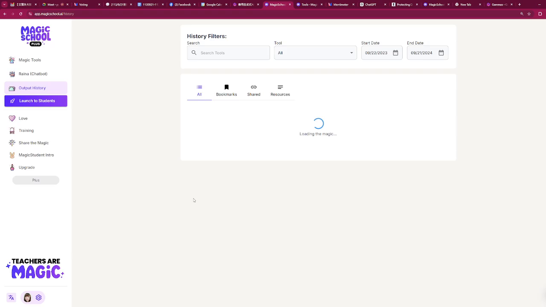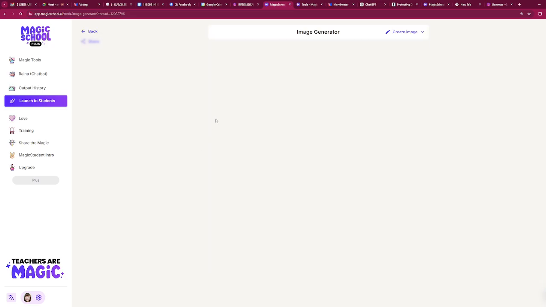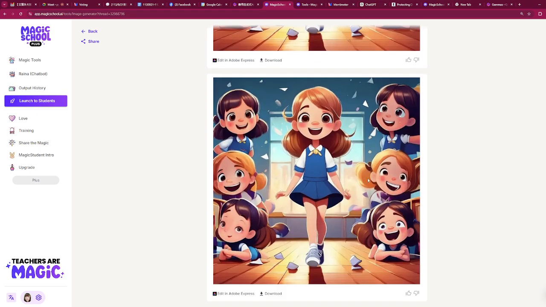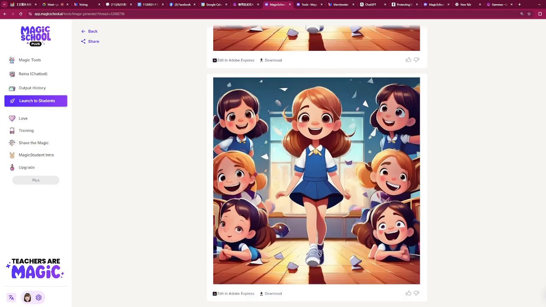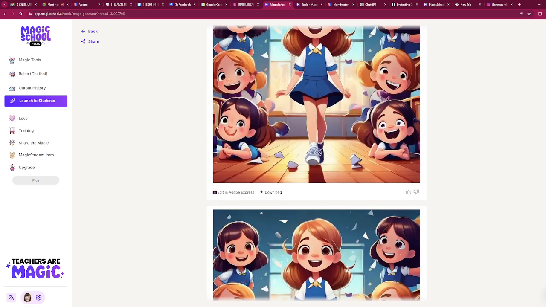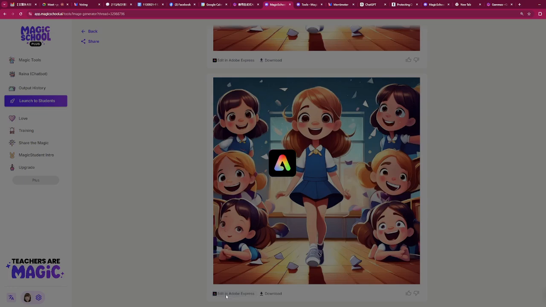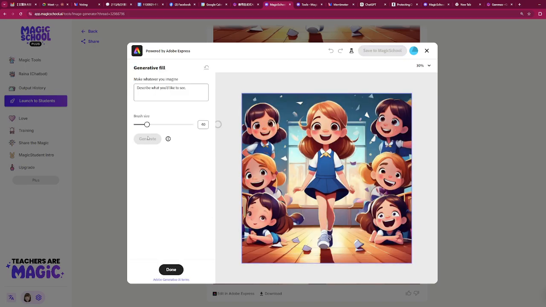Remember the girl surrounded by lots of different personalities and facial expressions? This was actually generated using generative AI. With the edit in Adobe Express function, you can change the face. For example, I would like to change this girl's face, and when I click edit in Adobe Express, the generative fill is right here.